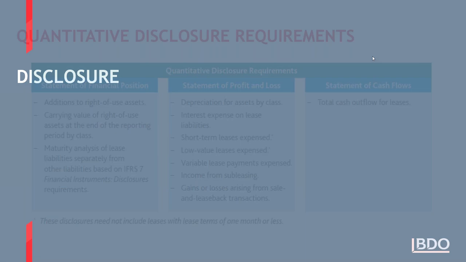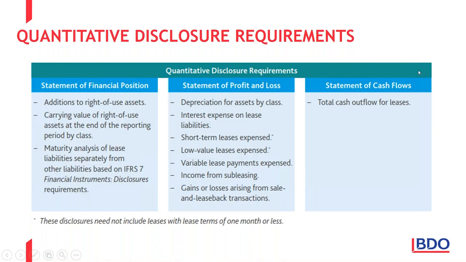When we look at disclosure, I thought I should add the quantitative disclosure requirements that we expect to see in the statement of financial position, the statement of P&L, and the statement of cash flows. I think most people understand this and appreciate that we have to do this. Maybe a surprise would be the short-term leases that we've expensed and the low-value leases that have been expensed. And that would have been because we haven't used the practical expedient to not include them in our normal calculations. However, those disclosures do not have to be included if the lease terms are less than 1 month. So that's a further practical expedient around disclosures.